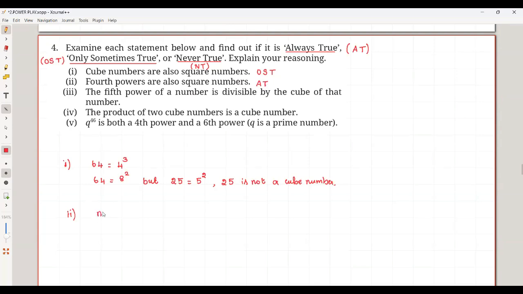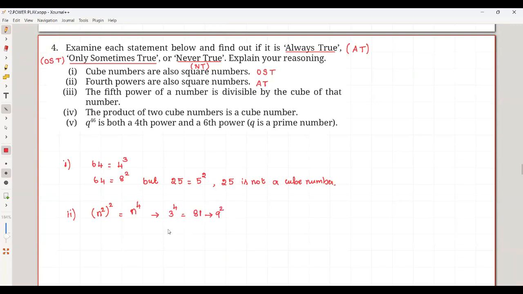The reason is n squared, the whole thing to the power 2, so it will become n to the power 2 times 2, which is 4. The fourth power will always be a square number. So I'm just going with an example. Taking 3 to the power 4: 3 into 3 into 3 into 3 is 81. 81 is a perfect square number. I can write 81 as 9 squared.